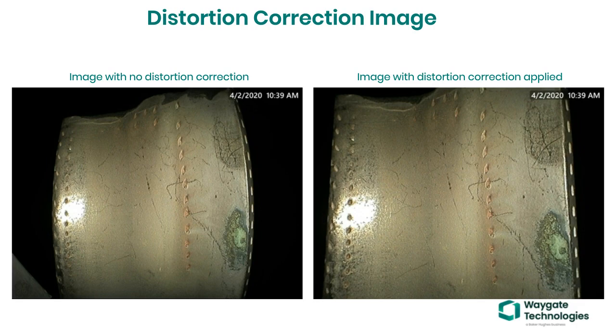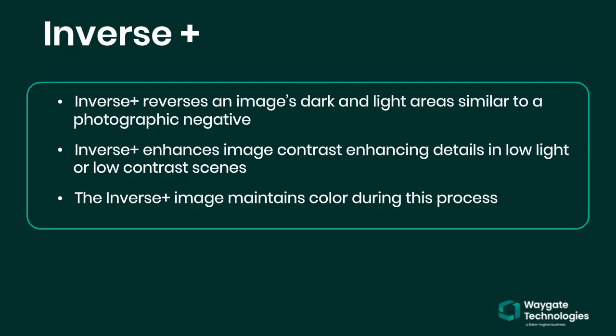Now I want to talk about an image transform called Inverse Plus. Inverse Plus acts similar to a photographic negative. It can enhance contrast in low light or low contrast scenes. However, color is maintained when Inverse Plus is applied. Let's take a look on the next slide.